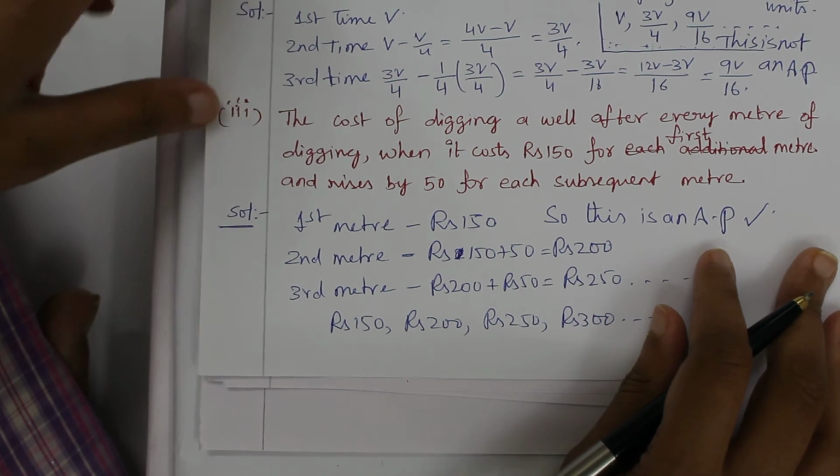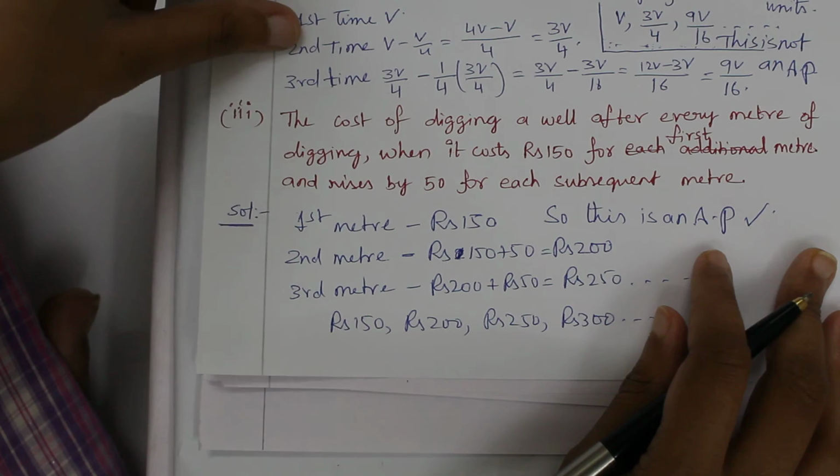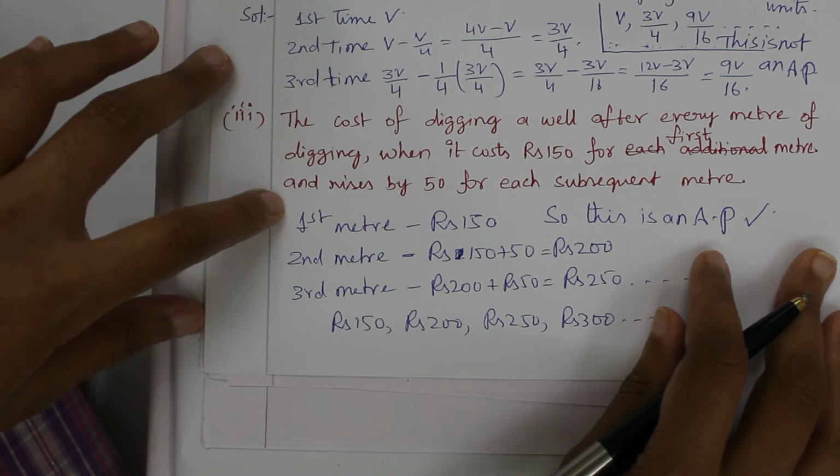So we have figured out that the first one is an arithmetic progression, and the second one is not an arithmetic progression, and the third one is again an arithmetic progression.